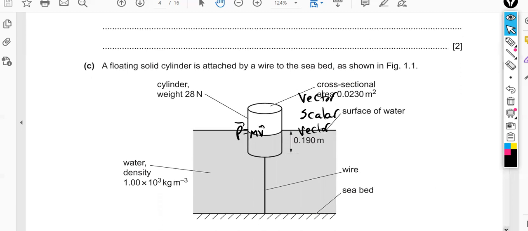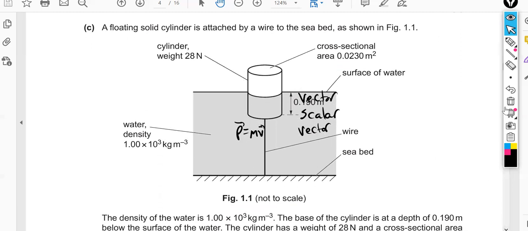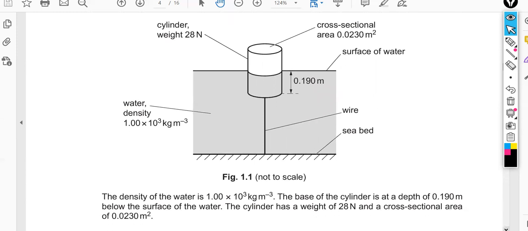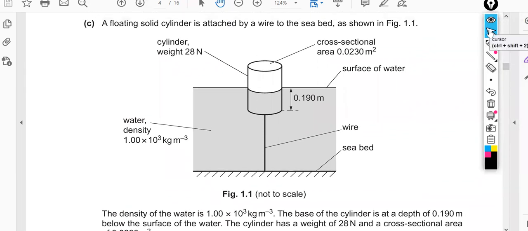So part C, there's a nice figure 1.1 there, not to scale. And oftentimes they include the information on the figure that they then state in the paragraph. So let's see if we got all this information here. A floating solid cylinder is attached by a wire to the seabed as shown in figure 1.1. All right, so they've got the weight of the cylinder given, the cross-sectional area of the cylinder. They've labeled here the surface of the water. There's a depth from the surface to the bottom of the cylinder that's given, 19 centimeters. The water density is given, 1,000 kilograms per cubic meter.